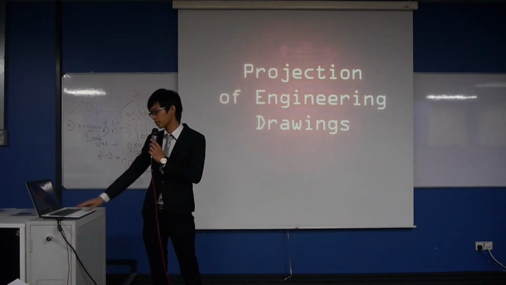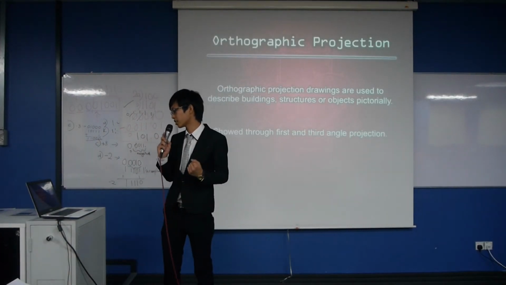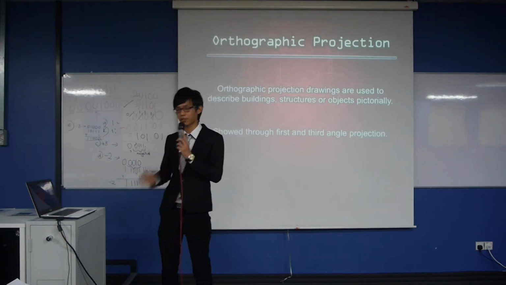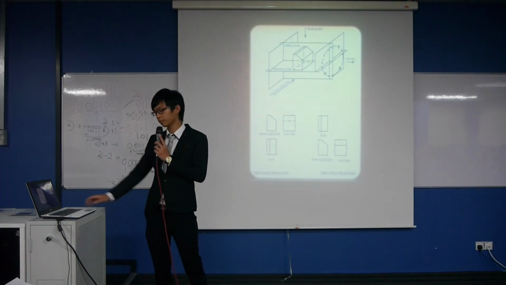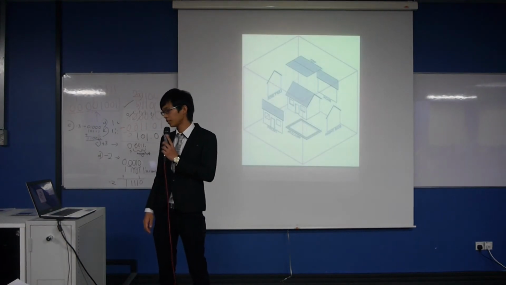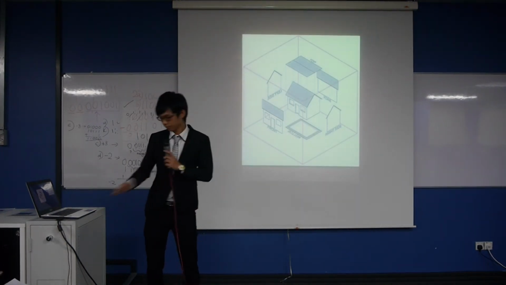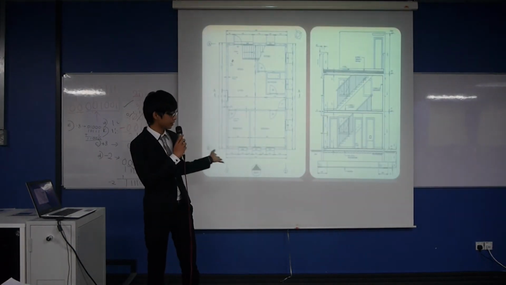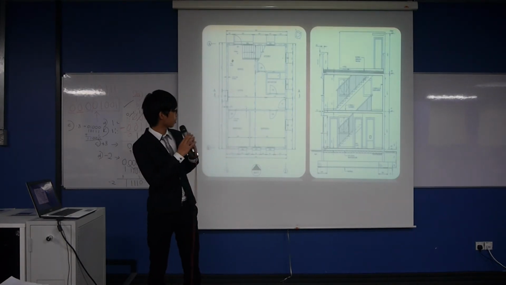Following up, the projections. The first is orthographic projection, and these project the first and third angles of the structure. This is an example of an orthographic drawing. This diagram shows the views from multiple angles. And these are far more detailed versions of the plan view and the side view of a house.